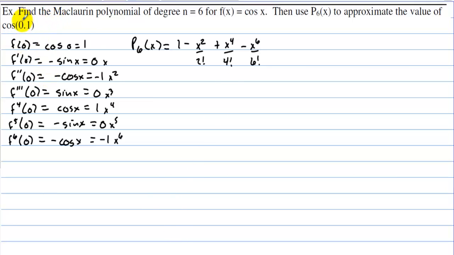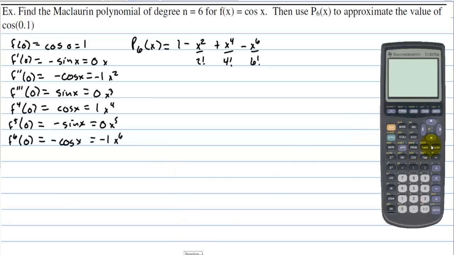Now the value we plug in in order for it to be accurate has to be close to 0, and it's actually 0.1. So let's go to our calculator, and I'm going to turn it on. Let's go to the home screen. We'll quit out of this. And we have 1 minus 0.1 squared, and we're going to divide that by 2. That's what 2 factorial is.